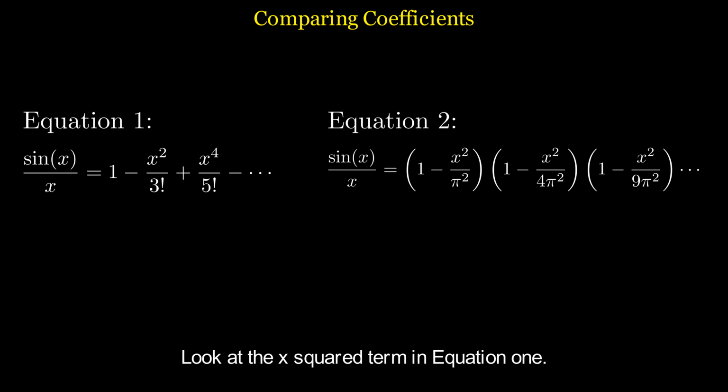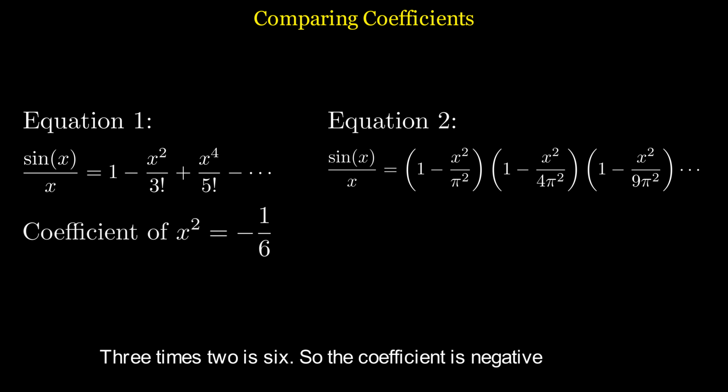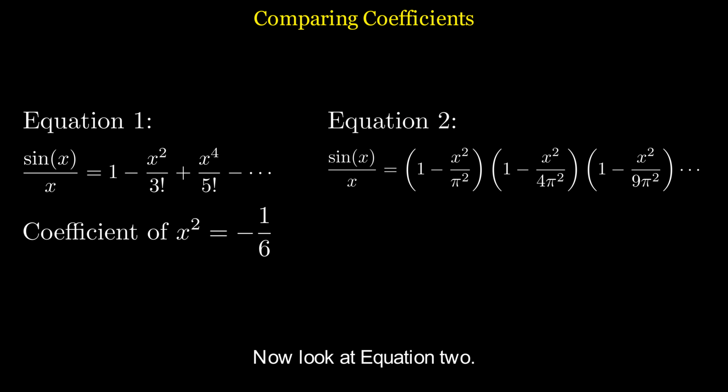Look at the x squared term in equation 1. It's simply negative 1 over 3 factorial. 3 times 2 is 6, so the coefficient is negative 1/6. Now look at equation 2.